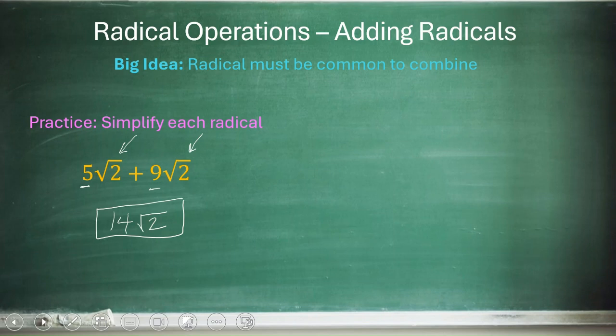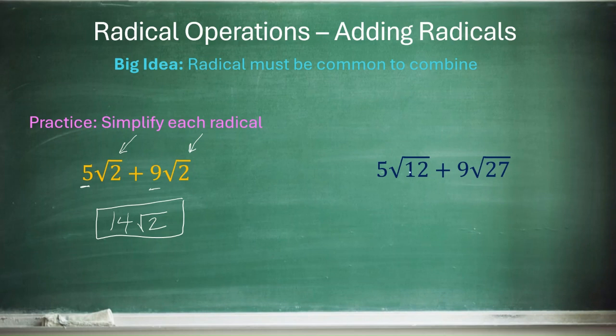All right, so that is the simplest case. If it wasn't 5 root 2 plus 9 root 2, if it was like 5 root 2 plus 9 root 3, you can't simplify. That's as simplified as it gets. But we might have something that looks like this. At first glance, these don't look to be common, but what I notice is that I can simplify root 12 and I can simplify root 27. And what we need to figure out is when we simplify them, do we have something in common within the radical?